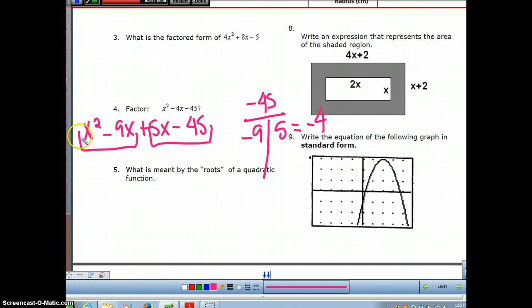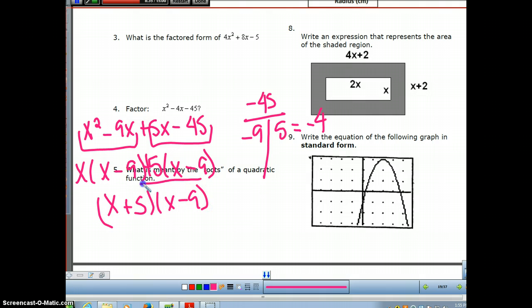Okay, so we can factor out an x, and we're left with x minus 9. And then we can factor out a plus 5, and we are left with x minus 9. And so we've got x plus 5 times x minus 9. And that would be our answer.